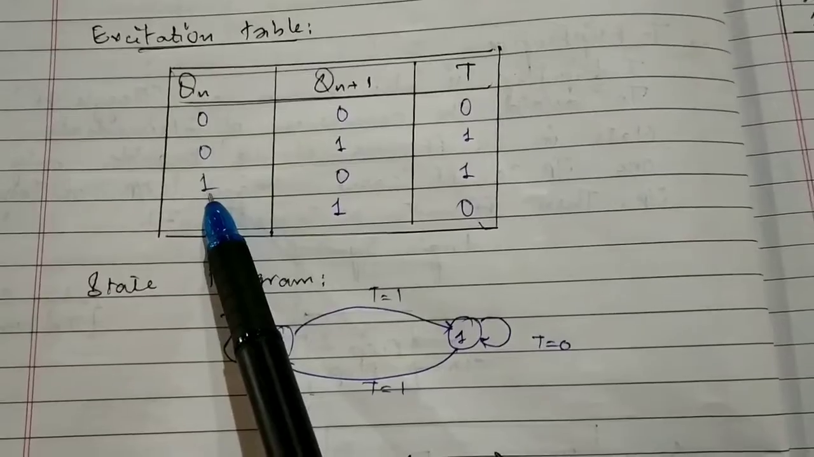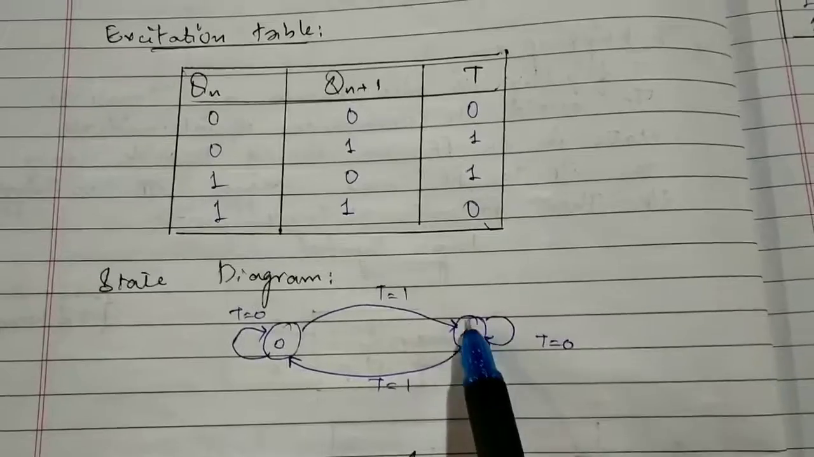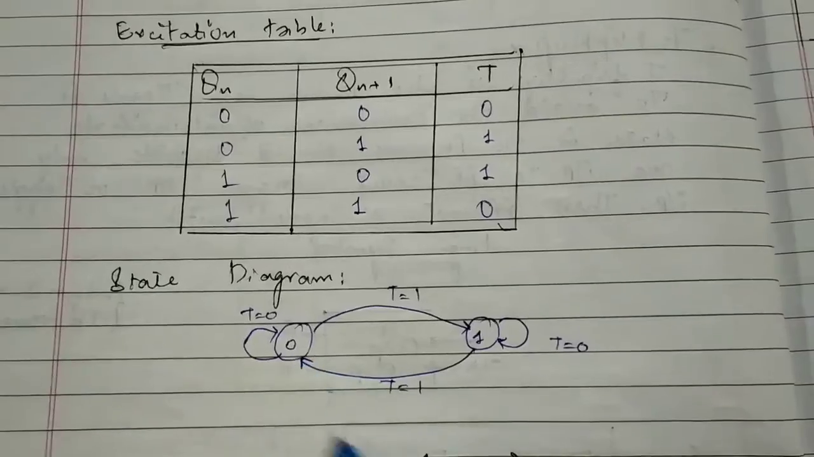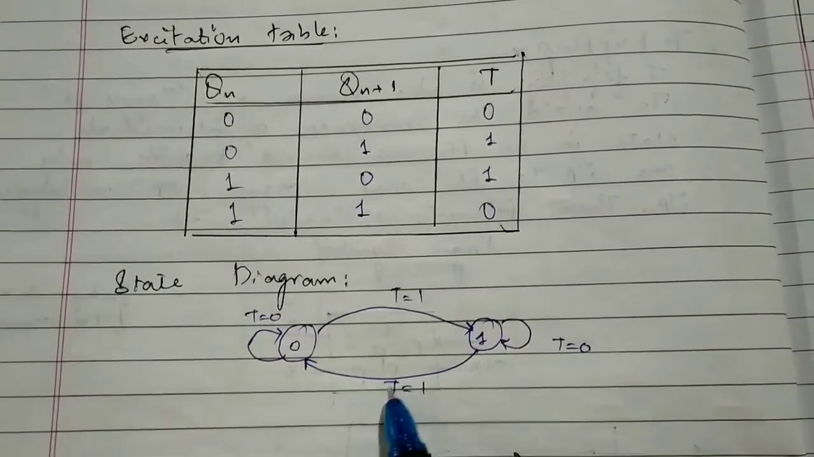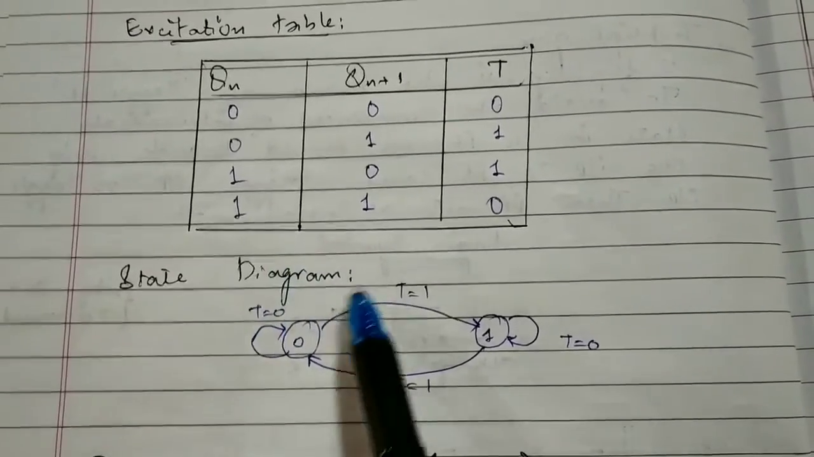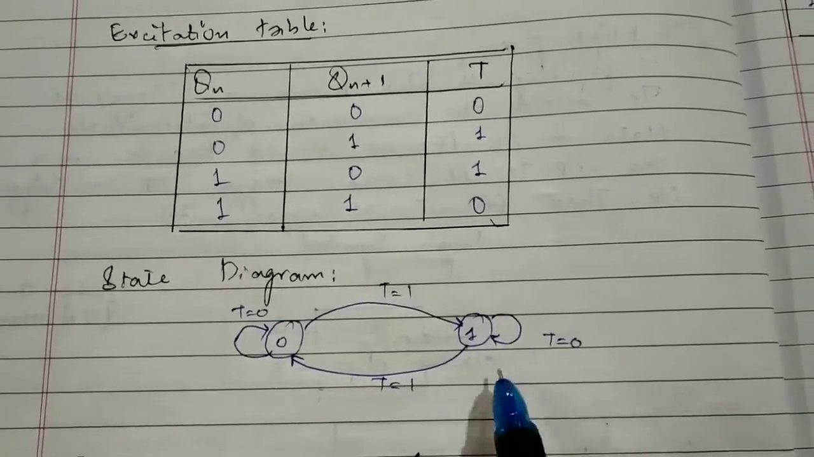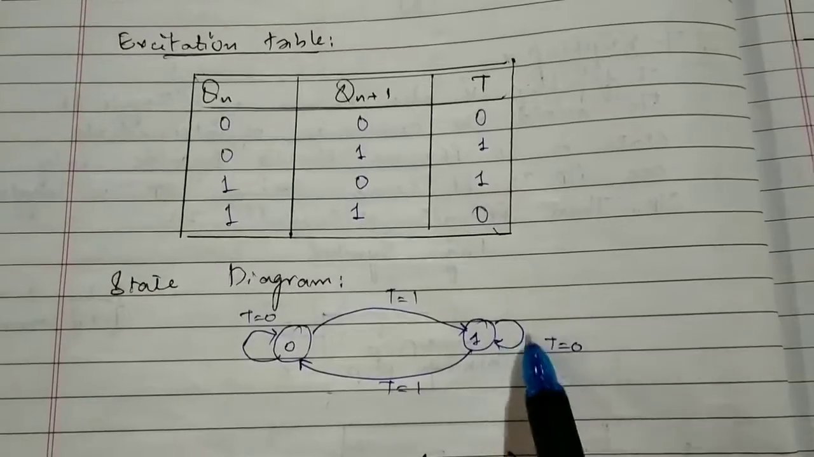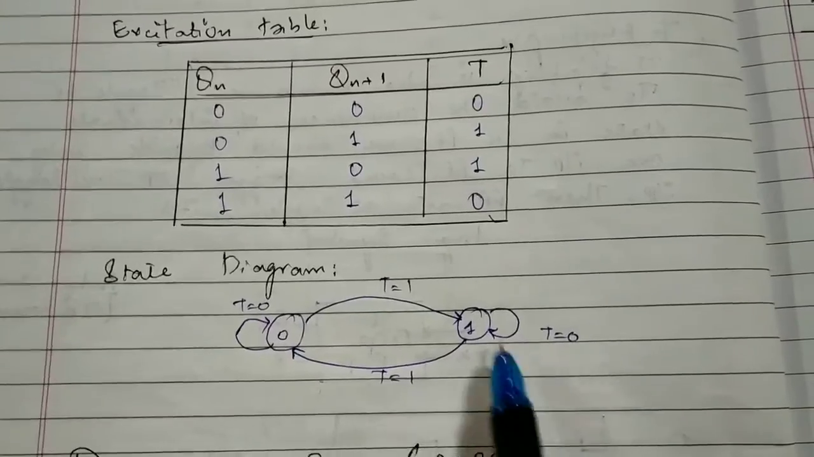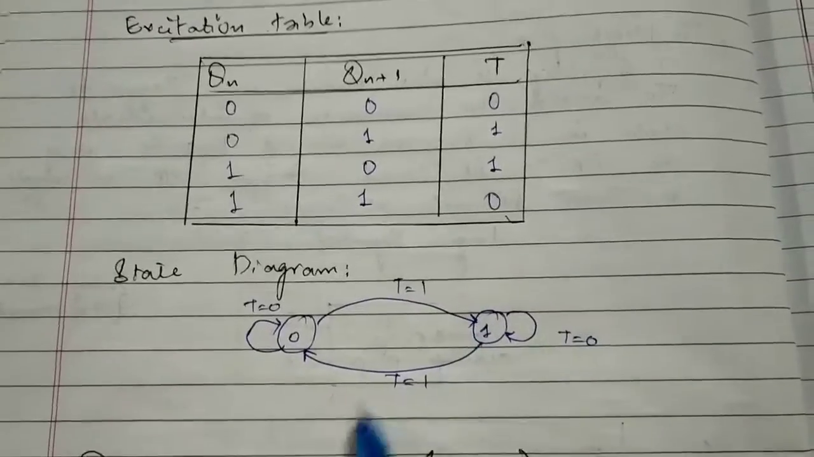Next we have for 10, initial state 1 and final state 0. We start from 1 and end up at 0, for the input T equal to 1. For the last entry we have 11, initial state 1 and final state 1. We start at 1 and end up at 1 itself. So we have a self loop at 1 for the input T equal to 0. This completes the state diagram of the T flip-flop.